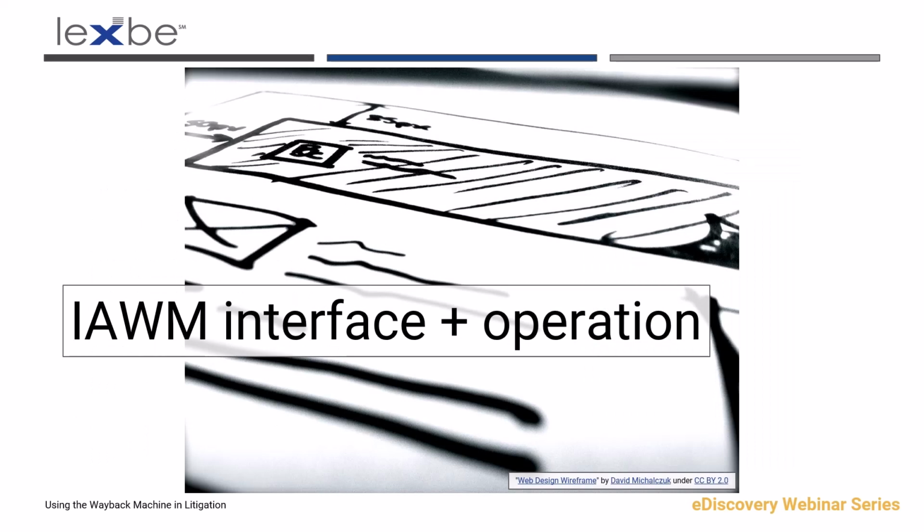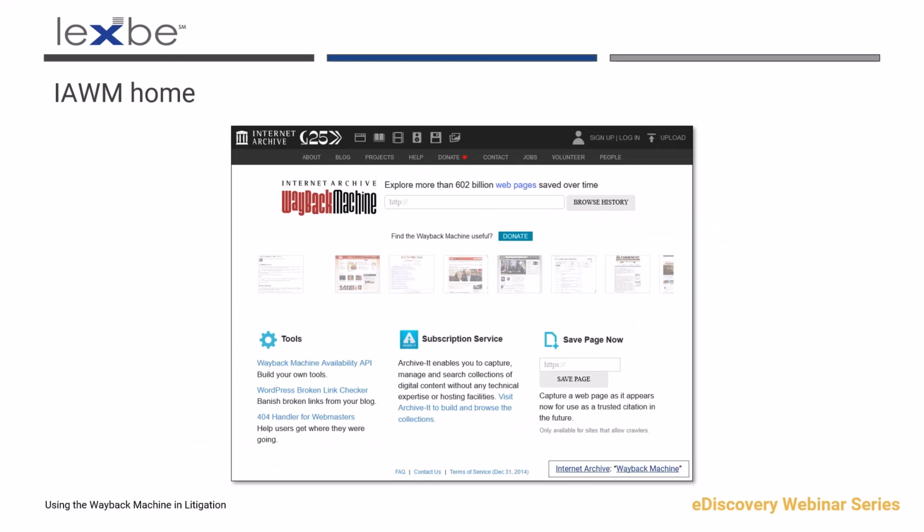Okay, so that'll likely suffice as a primer on the Internet Archive and the Wayback Machine. I'll now walk through the Wayback Machine interface and its basic functionalities. This is the Wayback Machine homepage, accessible at archive.org/web. The black header at the top features navigation to other parts of the Internet Archive website and other digital collections.